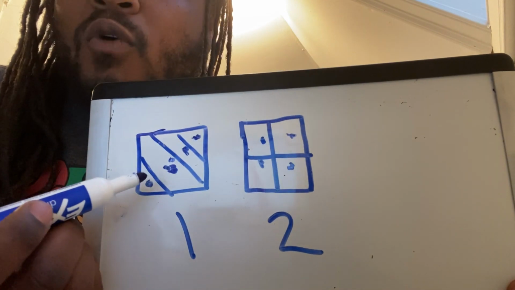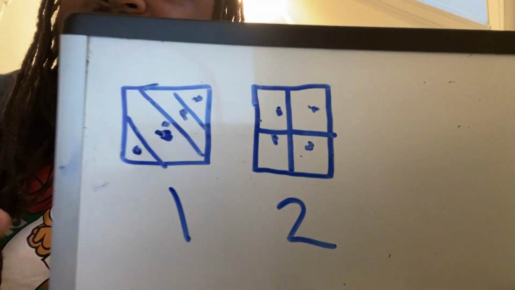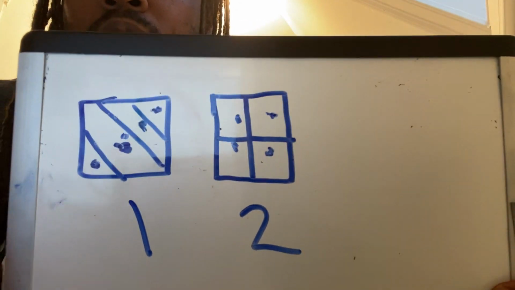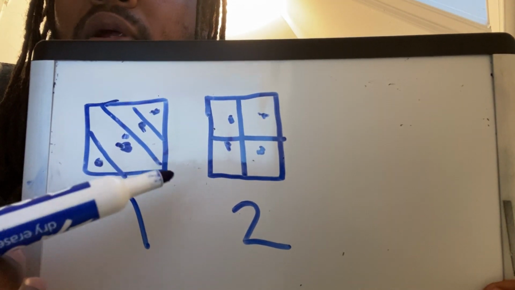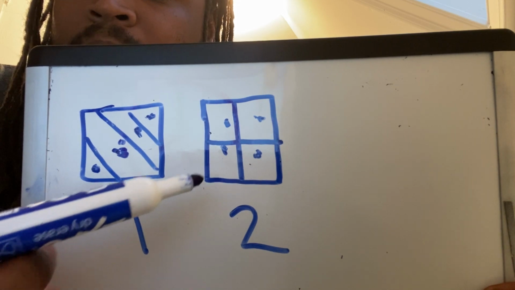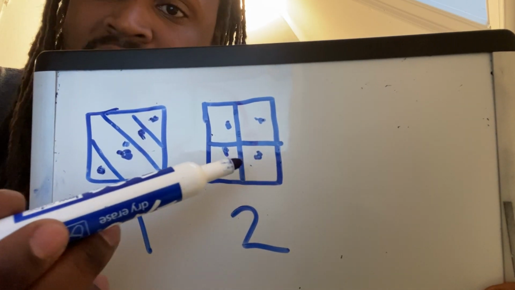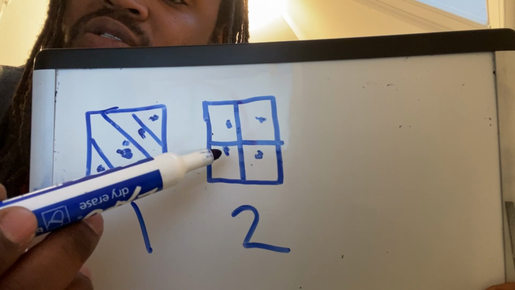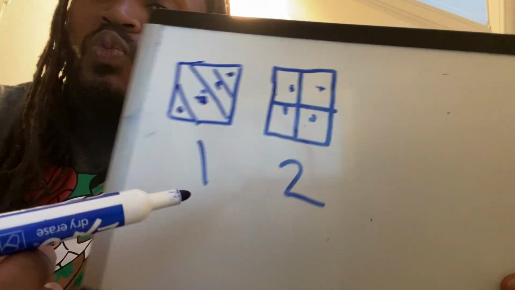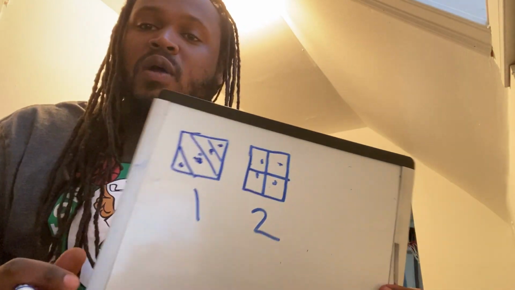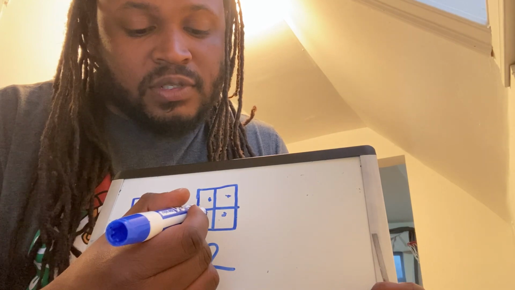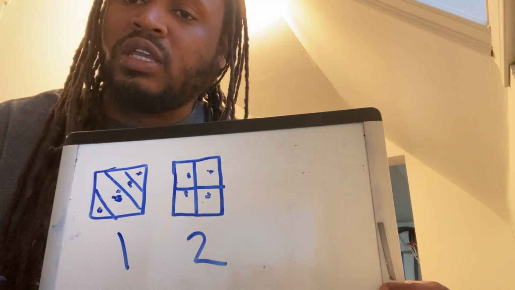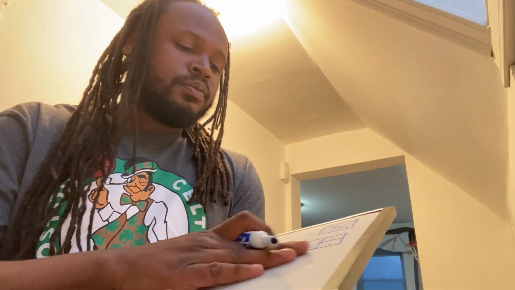So if you notice this square, this is square 1 and this is square 2. Square 1 has 4 parts, but are all the parts the same? No. Square 2 has 4 parts, but are all the parts the same? Yes. Square 2 is cut into 4 equal parts. When an object is cut into 4 equal parts, it is cut into fourths. Okay? So this square number 2 is cut into 4 equal parts.